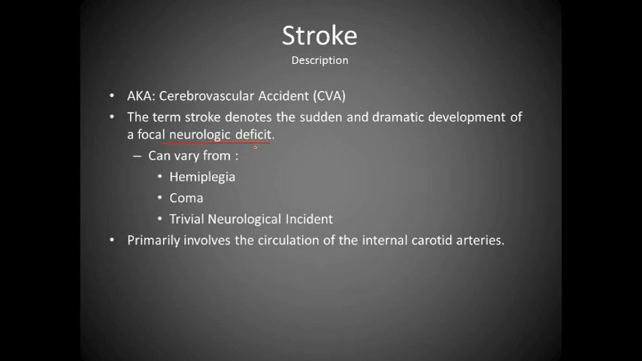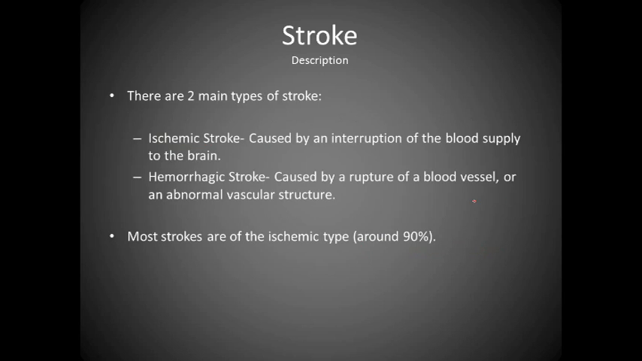And we see that strokes primarily involve the circulation of the internal carotid arteries. So typically we're looking for the internal carotid arteries, and there being an abnormality somewhere in those. So there's two main types of strokes. Many times we get it totally wrong and we think that there is just one type of stroke.